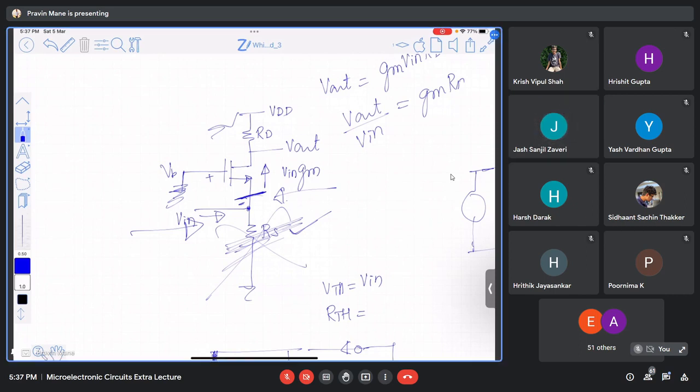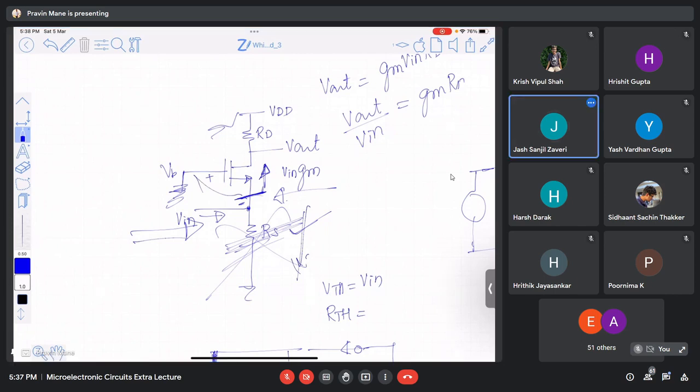R out through V in? No, it is RS parallel 1 by GM1. For resistance calculation, because see, V in is supplying two parts of the current. One is going down and one is going up. Which is responsible for creating the output voltage? The one which is going up. So for gain calculation, that will come into the picture, meaning RS will not come into the picture. But for input impedance calculation from V in side, it will be RS parallel 1 by GM. Okay, yes, sir. I understand. Thank you, sir.